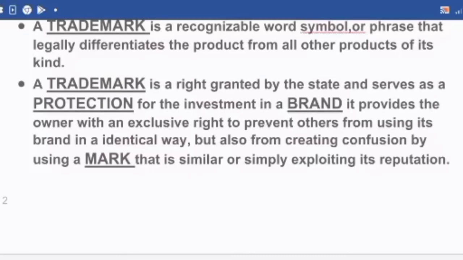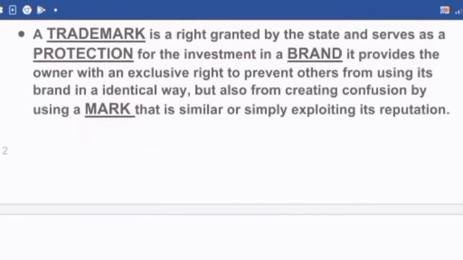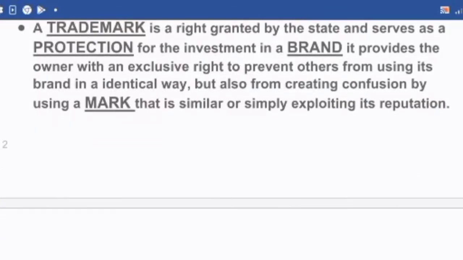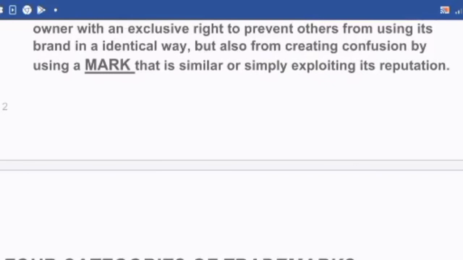A trademark is a recognizable word, symbol, or phrase that legally differentiates the product from all other products of its kind. And last, a trademark is a right granted by the state and serves as protection for the investment in a brand. It provides the owner with an exclusive right to prevent others from using its brand in an identical way, but also from creating confusion by using a mark that is similar or simply exploiting its reputation.